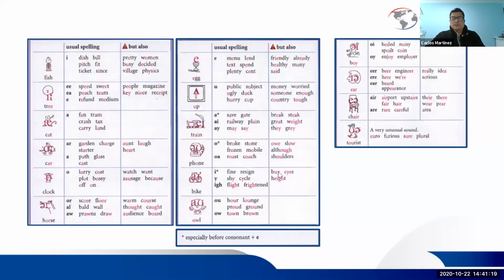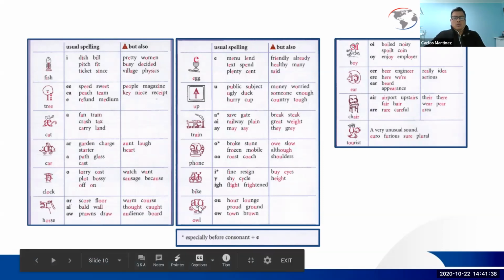Okay, but another combination could be UI, like guide, or IE, or EYE, eyes, and EIGH, height. Okay, so these different combinations of letters produce the sound of the diphthong I. Then we have the combinations of letters that produce the sound of the OU, like hour, lounge, proud, ground, and the OW, town, brown. Okay, so these two combinations of letters produce the sound of the ow.